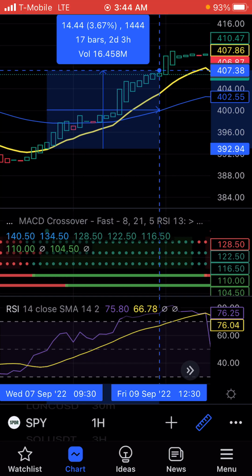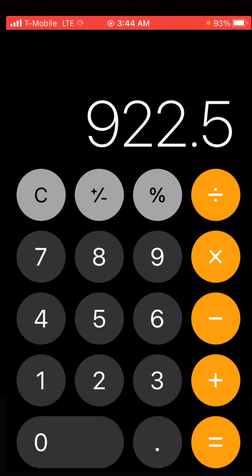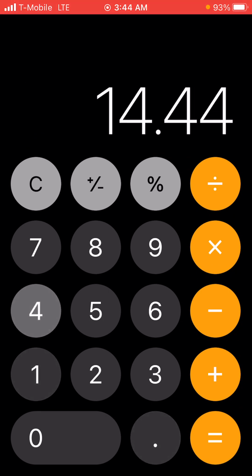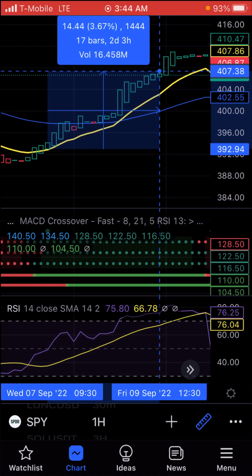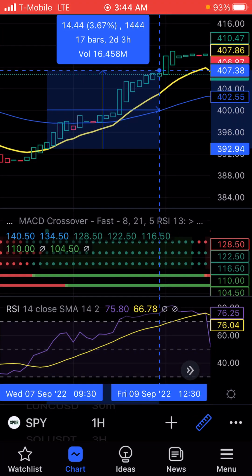So this was a $14 difference in price. 14.44, 14.44 times 50. That was $722 made in 2 days using this strategy.